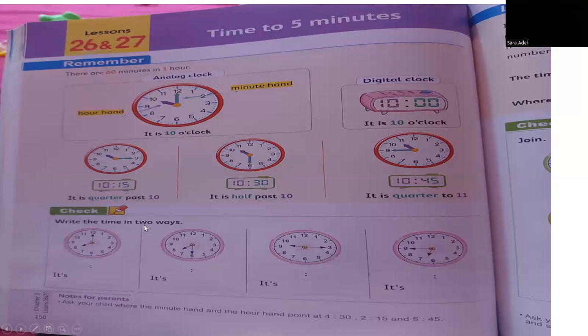Okay, write the time in 2 ways. I want to write the time in 2 ways: by letters and by minutes. Let's solve together the first one. Firstly, I look at the minute hand. The minute hand stands on 12. 12, it will be 0 minutes.